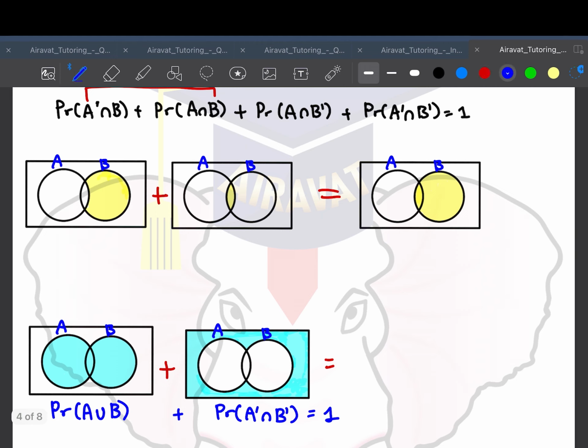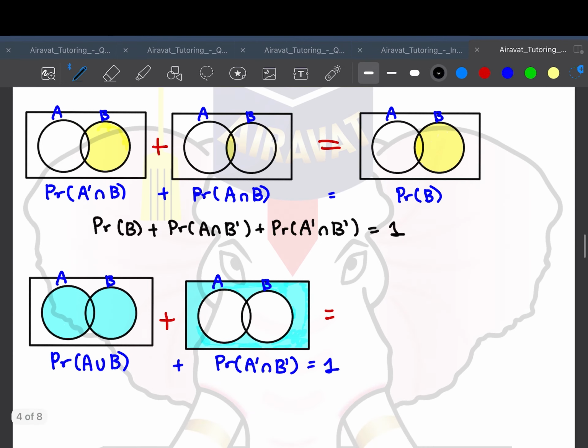So again, let's start off by identifying these regions of the Venn diagram. This is going to be Pr(A' ∩ B) plus Pr(A ∩ B), and this would give us the probability of B, right? So I can rewrite this whole equation as, okay, now let's see if we can break this one down further.